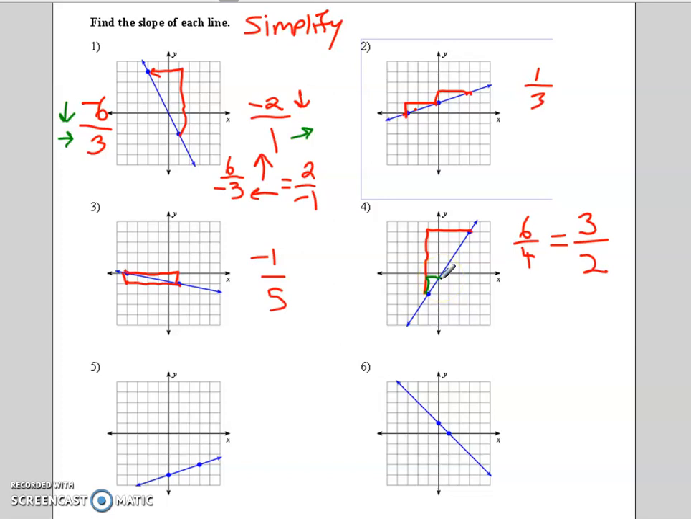And then number 5, so what's the rise here? 1, and the run is 3, so the steepness is 1/3, or 0.3 repeating. And then number 6, we're going down 1 and to the right 1. So that's a -1 slope. And you could leave it over 1 just as a reminder that that's the run, or you could just write it as an integer. Either way.